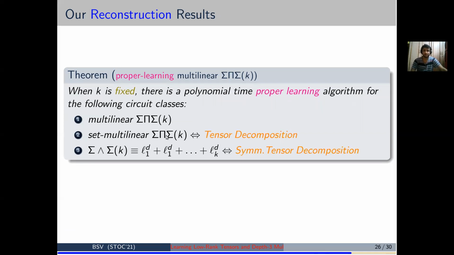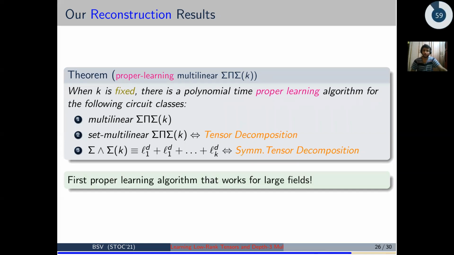As we mentioned, these are our results, and the second and third give us the tensor decomposition and the symmetric tensor decomposition part. An important aspect of our result is that this is the first result which works for large fields. Previously, the result had some kind of brute force over a field where you go over each and every field element, so the time complexity had polynomial dependence on the field size. We somehow get around it using system solving, and so our algorithm works in general for large fields as well.